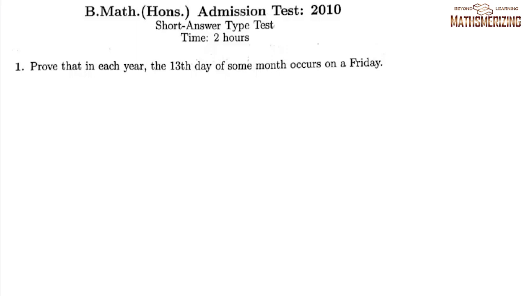Today we'll discuss ISI's BMath 2010 subjective paper, and the first question is, prove that in each year the 13th day of some month occurs on a Friday. Now what we'll do is, first we'll write the number of days in any given month. So we'll start from January, February, March, April, May, June, July, August, September, October, November and December.